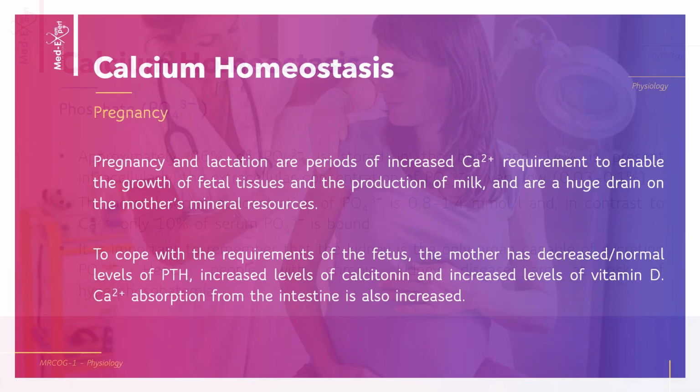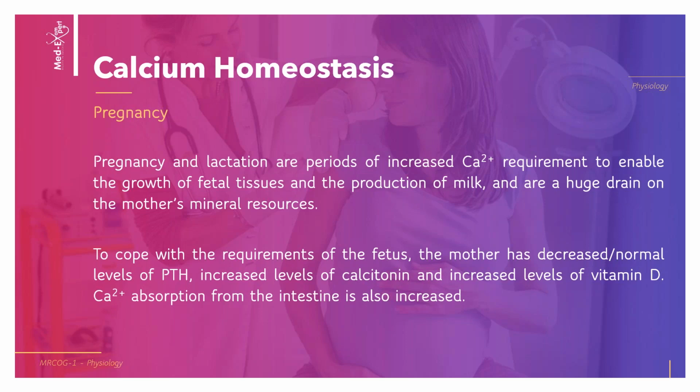So what about pregnancy? And this part is very important. Actually, physiology in part 1 MRCOG is talking mainly about changes happening in pregnancy in the various body systems. So the changes which happen in pregnancy are very important to be known in each system in physiology. We know that pregnancy and lactation are periods of increased calcium requirements. That's very important for the growth of the fetal tissue and also the production of milk, and that acts as a huge drain or burden on the mother's mineral resources.